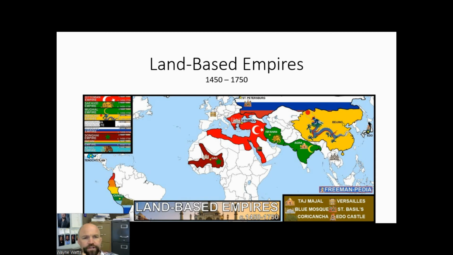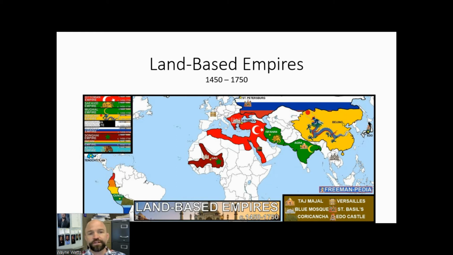Welcome back. Today, we're going to start covering Unit 3 of AP World. Unit 3 of AP World is land based empires, and this takes us to finally a new time period, the period 1450 to 1750. What we're going to call the early modern time period. And there's just a ton of stuff that happens in this time period.